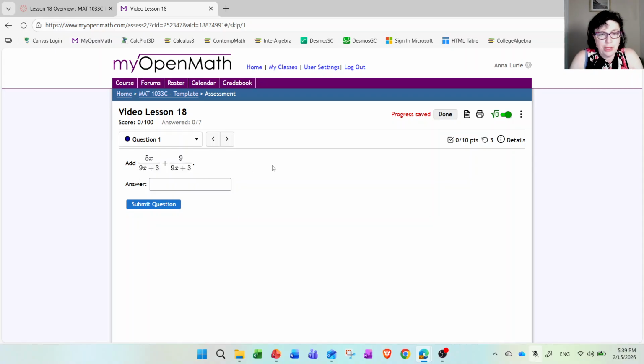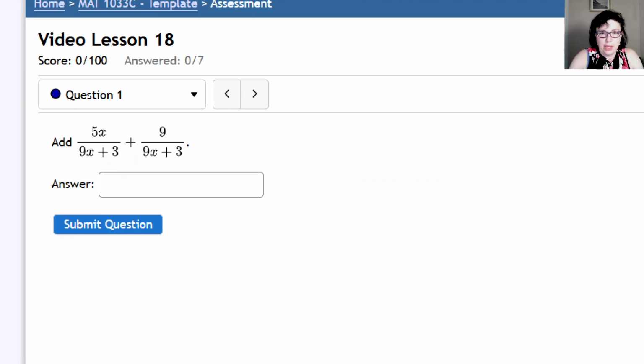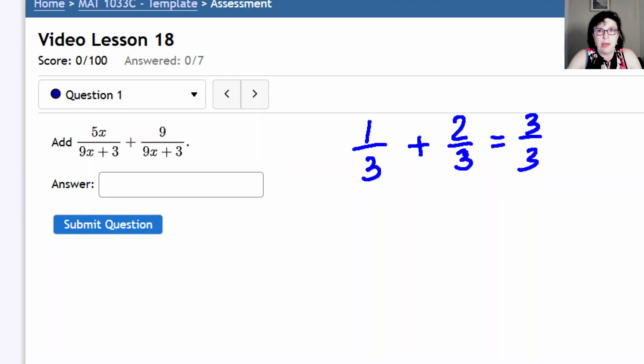Notice how the bottoms are the same, right? And imagine that you are talking about pizza. Let's say you have 1/3 of a pizza, and then you add 2/3 of a pizza. What is that going to do? Like, what are you doing? Well, first of all, the bottoms are the same, which is just like here. And then you know that 1/3 and 2/3 would be 3/3, right? Because you would just add the tops, but keep the same bottom.